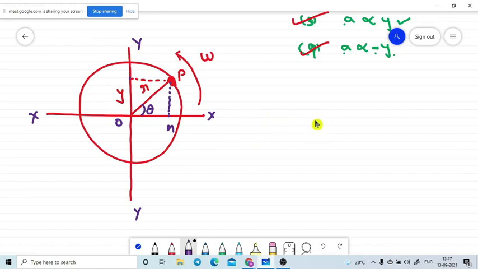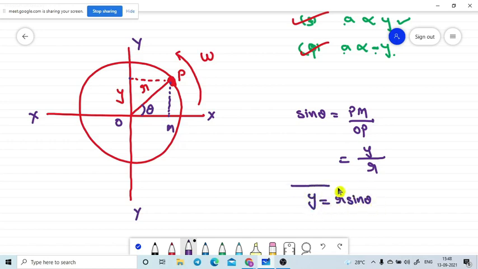Can you please look at this? If you take sin theta, it is equal to the opposite side PM divided by the hypotenuse OP. The hypotenuse OP is nothing but the radius of the circle, R. PM is nothing but the displacement of the particle from its mean position, y, where y is equal to R sin theta.